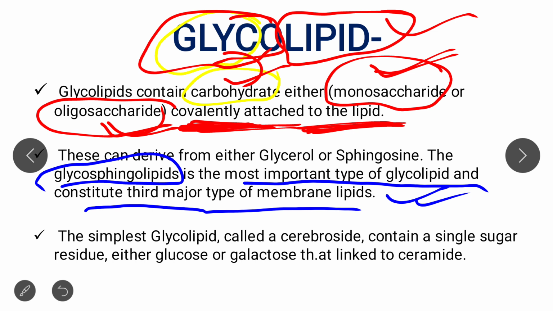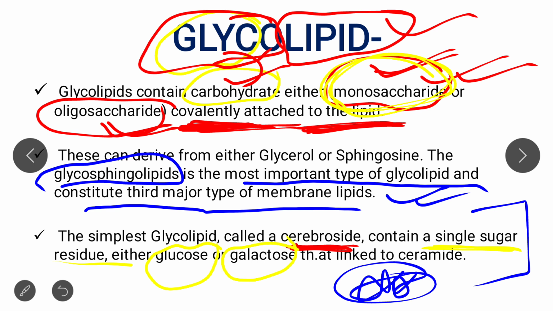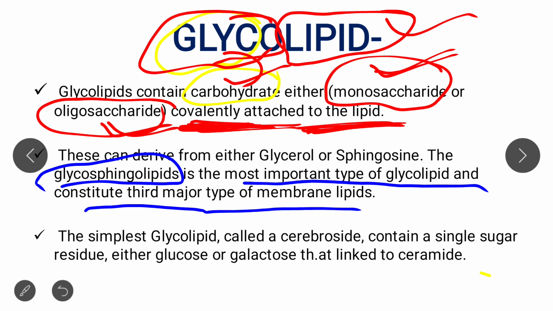Now a question may be asked from this point: name one simplest glycolipid. So the simplest glycolipid is basically what? Cerebroside. Why is cerebroside the simplest glycolipid? Because it is made up of a monosaccharide. It consists of a single sugar residue, either glucose or galactose, and that is linked to ceramide.